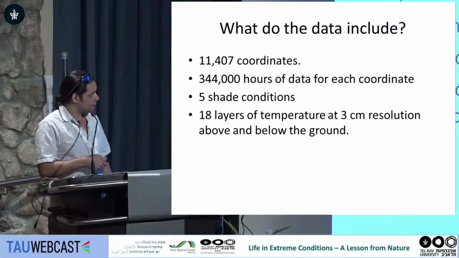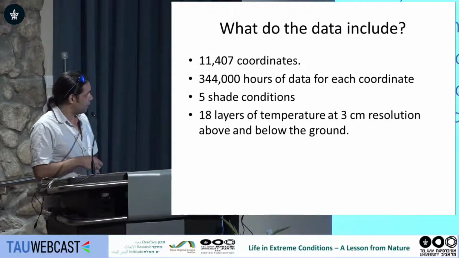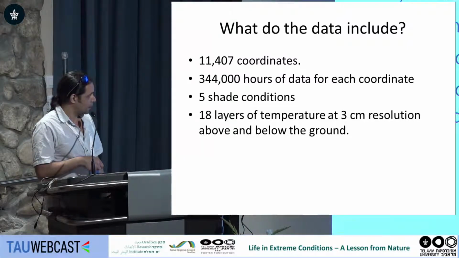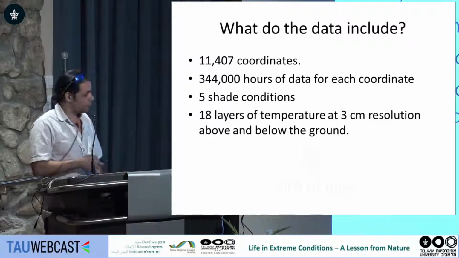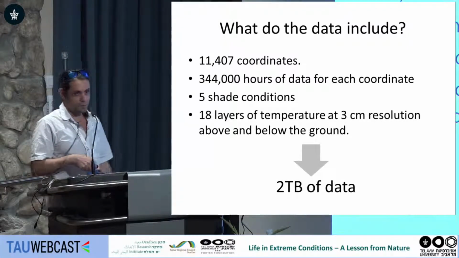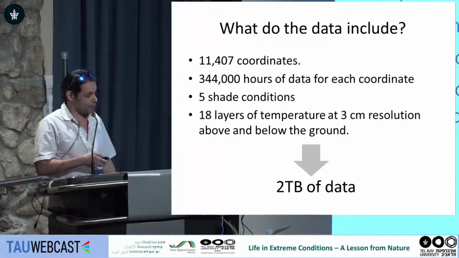And what I got is a lot of data. We have 11,000 coordinates, different shade conditions, and different layers of temperature at 3 centimeter resolution above and below the ground. And it's actually 2 terabytes of data. So instead of working with gigabytes, we are now turning to terabytes of data when we work with climate data.